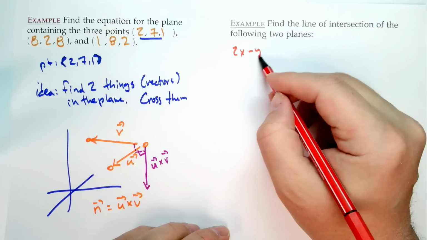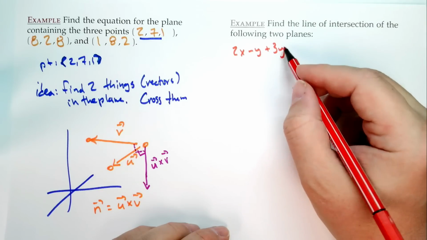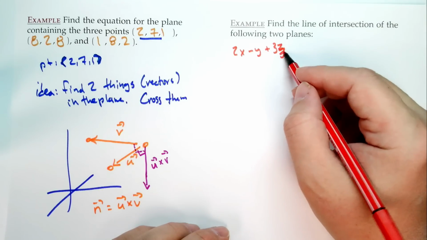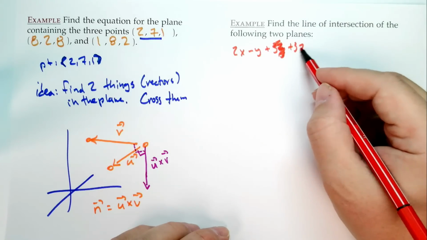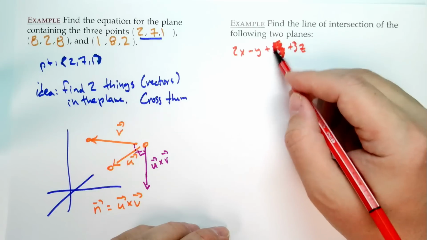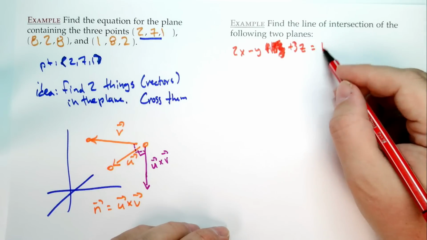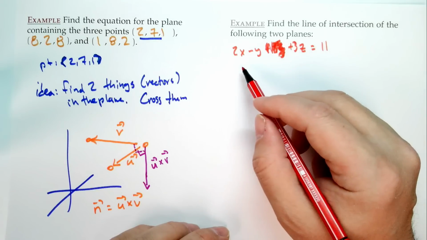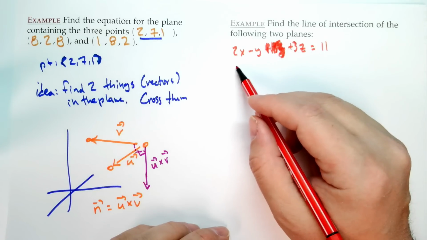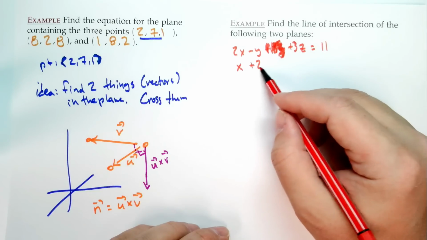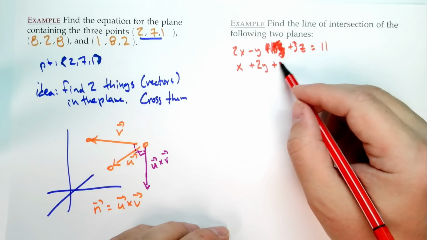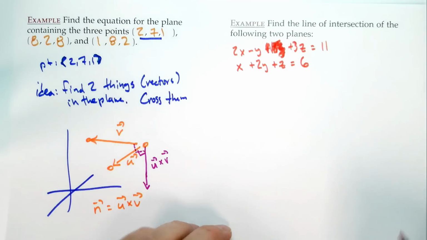2x minus y plus 3z, whoops, z. That's a very strange way to write z. 3z. There we go. That's better. Equals 11. And then we'll also say that, let's see, x plus 2y plus z equals 6. All right, so there we go. There's 2 planes, and it says find the line of intersection.